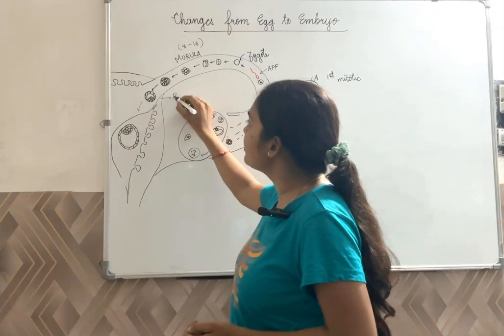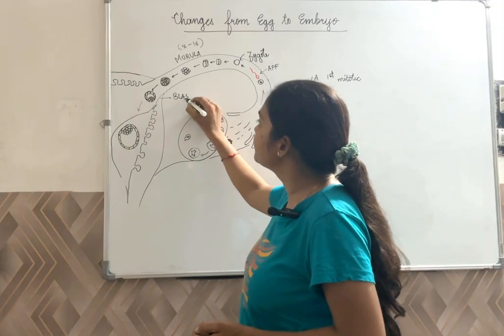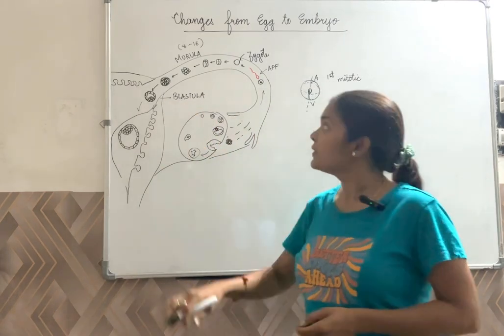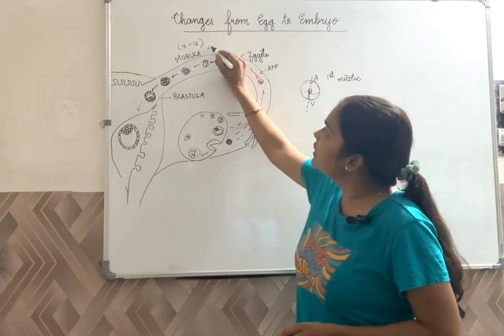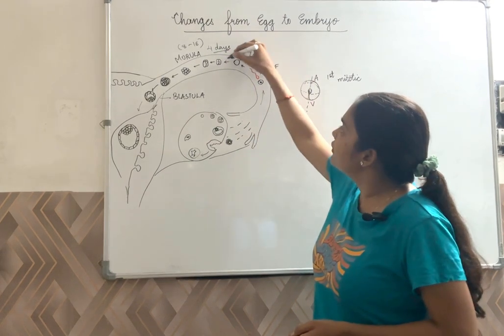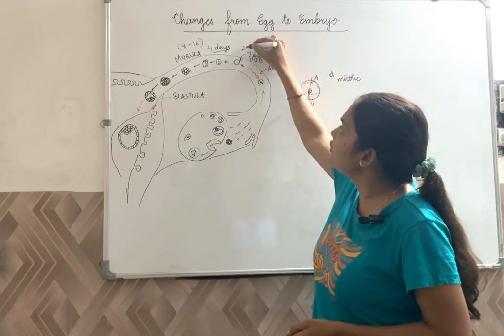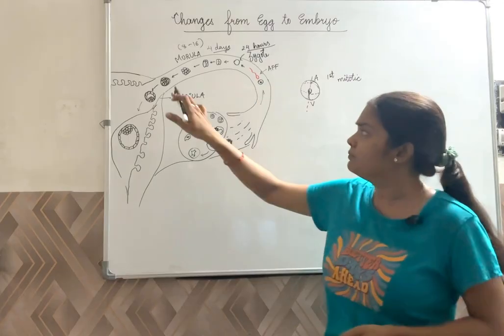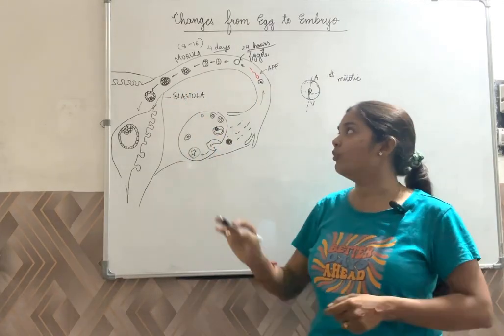The structure so formed here is called the blastula. It takes around 6 to 7 days to attain this stage. Morula forms within 4 days of the fertilization. The first cleavage occurs within 24 hours of the fertilization. Now, once this blastula is formed, what happens here?